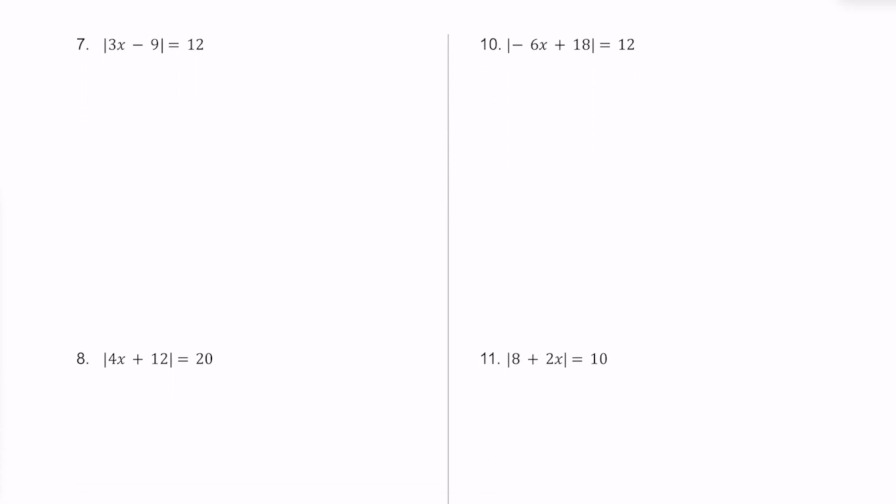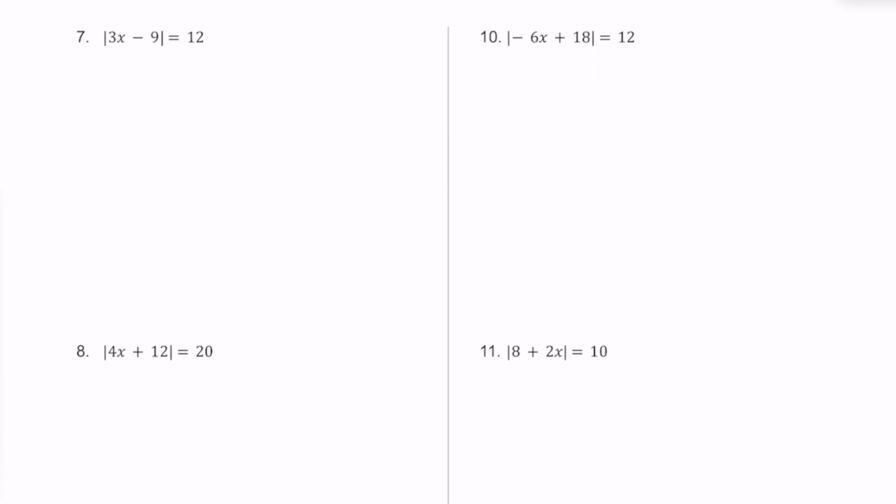Here is number 7. In number 7, we have the absolute value of 3x minus 9 is equal to 12. So let's go ahead and write two scenarios. So we have 3x minus 9. If we can make the inside of this absolute value bar equal 12, that'll be good to help us find a solution. And if we can make it equal negative 12, that'll be another way to find a solution here.